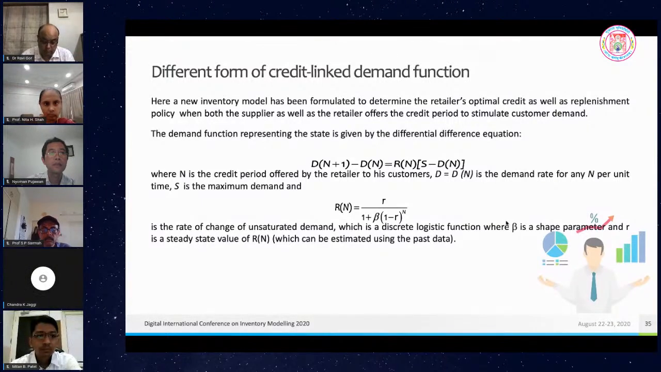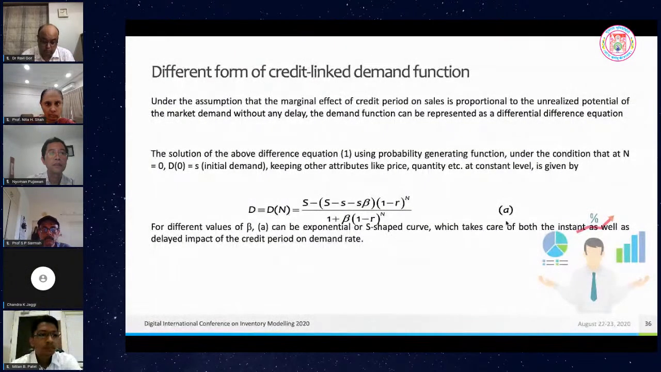Next, please. Here we try to find out this D, that is the demand. We solve this with the initial condition N0, D0 as the initial demand, and then we try to find the difference equation and we get this value of D. Next, please.